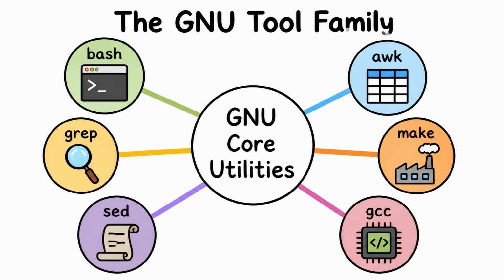Now let's zoom out and see the big picture. The GNU project created what we call the GNU Core Utilities, a massive collection of tools organized into categories. You've got tools for working with the shell, tools for finding and filtering text, tools for building software, tools for managing files, and much more. Today we're going to walk through the most important ones: Bash, Core Utils, Grep, sed, awk, make, GCC, GDB, Emacs, Tar, Gzip, Wget, Curl, and find. Don't worry, we'll make each one crystal clear.